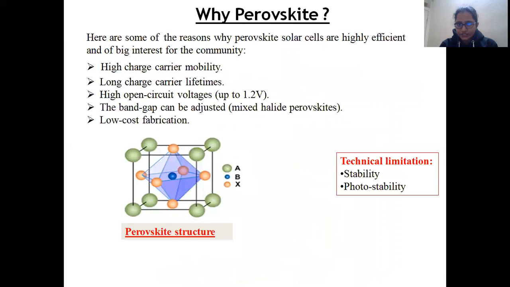Why am I talking about perovskite materials? What are the good properties of perovskite materials for the active layer of the solar cell? They have high charge carrier mobility, long charge carrier lifetime, high open circuit voltage, and the band gap of perovskite materials can be adjusted or tuned by mixing halide perovskites. The fabrication is also low cost. But there are some limitations, which are stability and photostability.